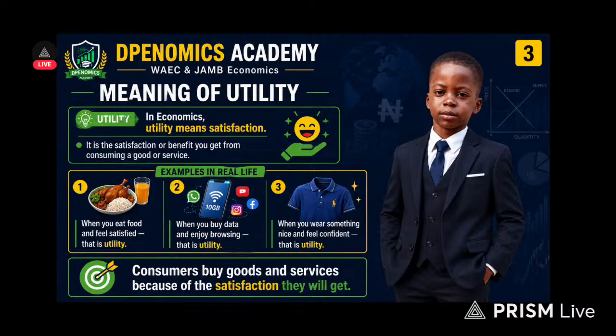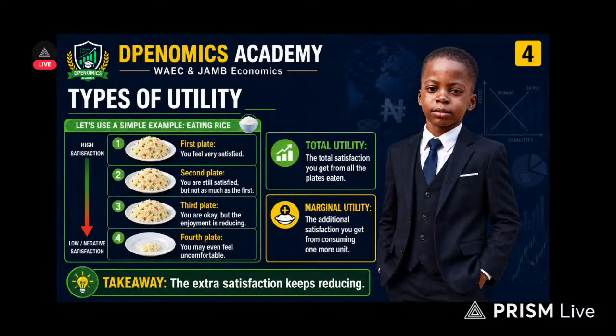And utility has two major types, which we call the total utility and the marginal utility. These are the major types of utility. And as time goes on, we are still going to discuss the average utility, which is supposed to be the third, but the average is gotten from the total utility. That is why I said the two major types are the total utility and the marginal utility.